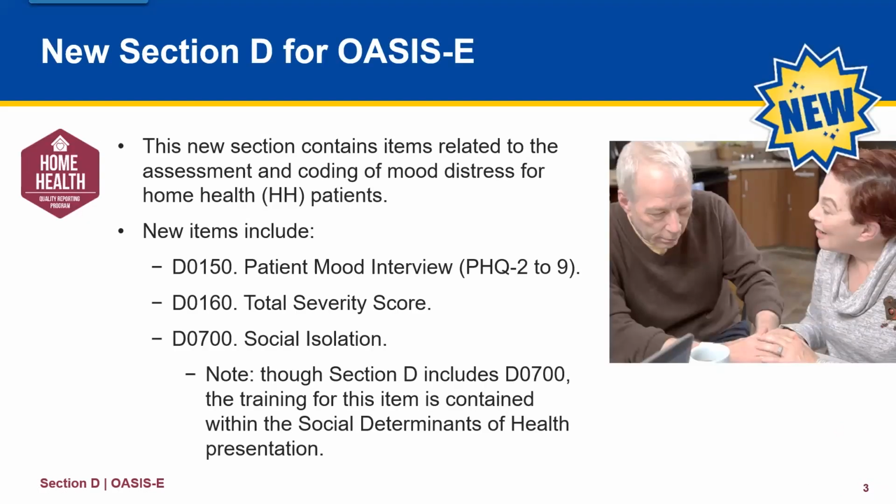Now, this is a new section in the OASIS, and it contains items related to the assessment and coding of mood distress for home health patients. Those items include D0150, the patient mood interview, D0160, the total severity score, and D0700, social isolation. Note, though Section D includes D0700, the training for this item is contained within the social determinants of health presentation.